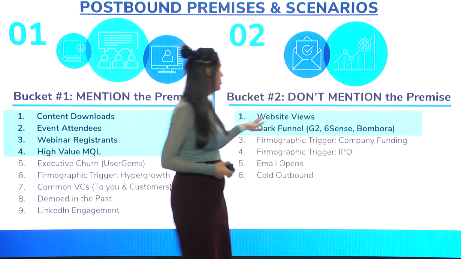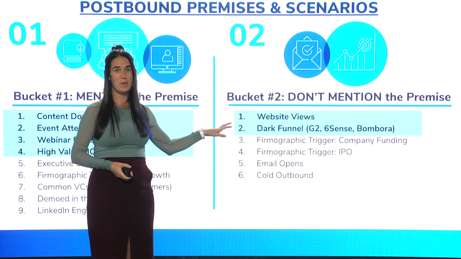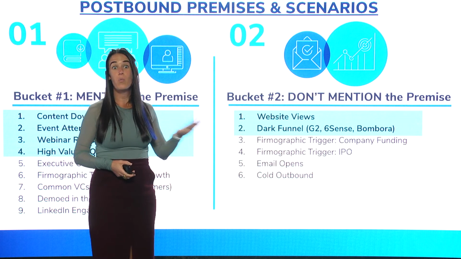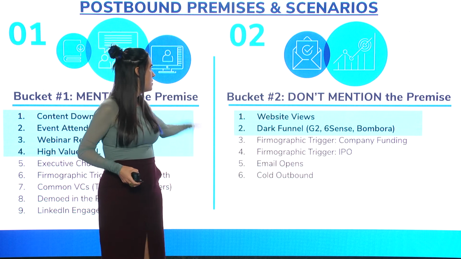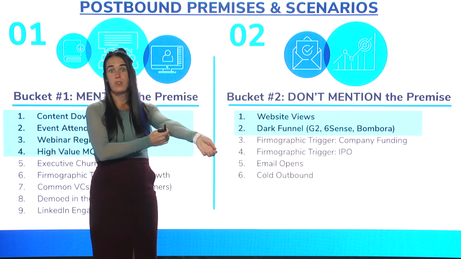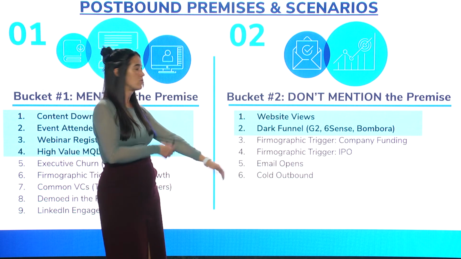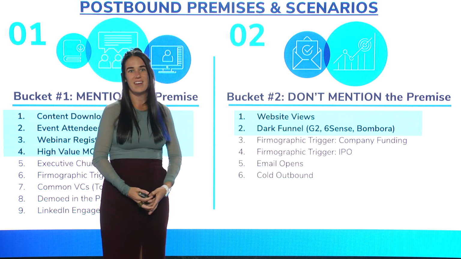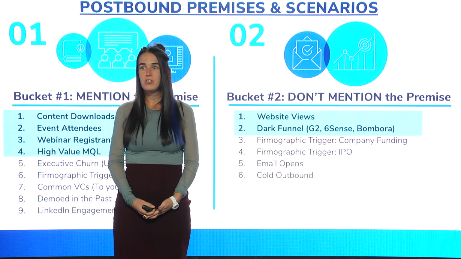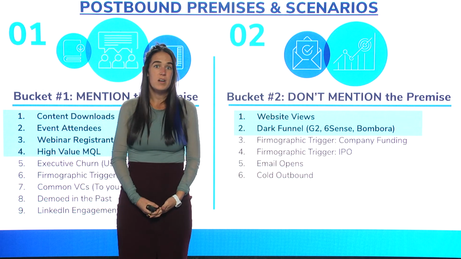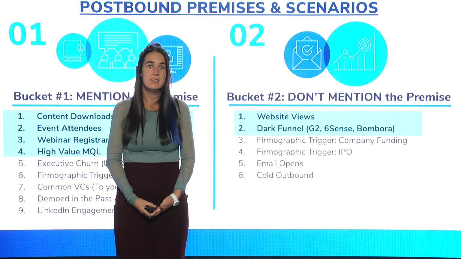And bucket number two, I would still sequence these people. They're very, very valuable, but I wouldn't mention the premise of why I'm reaching out. So a couple of great examples are people who have viewed your website, or firmographic triggers like they just raised company funding. There's nothing worse than getting an email from someone who says, I noticed that you just raised a lot of money. Do you want to talk to buy my stuff? Because I sell stuff for money.